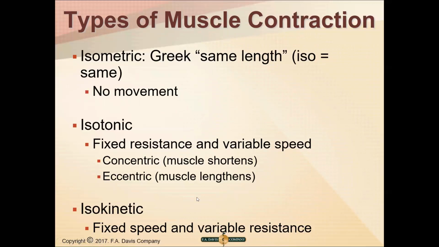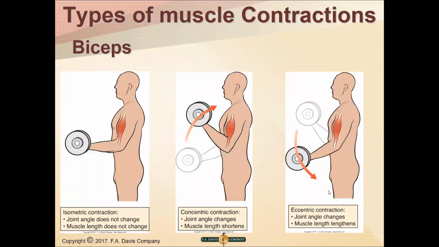And isokinetic, typically we're going to do with a machine, which is fixed speed and variable resistance, right? So the biceps. When the biceps contract up, they're doing a concentric contraction when they're lifting the curl. When they actually go back down, they are doing an eccentric contraction, right? Because the joint is still changing, the angles are changing, the muscle length is lengthening.